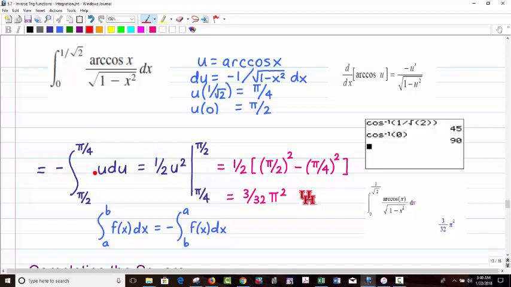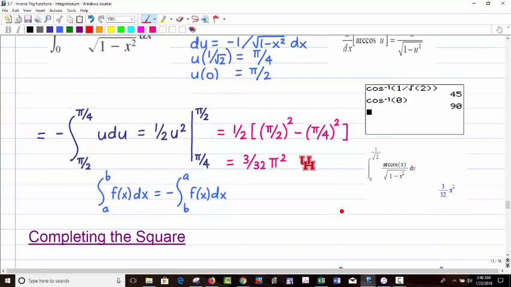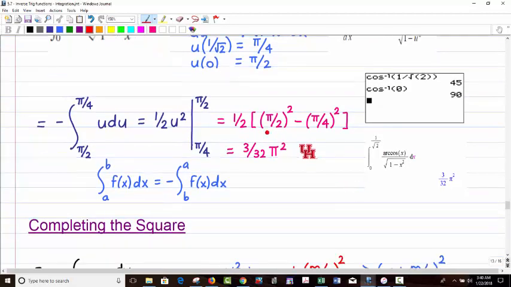So the antiderivative of just u, of course, is 1/2 u squared. Put in pi over 2, put in pi over 4. I don't have to get too fancy with that, but I got a common denominator here of 16. Because you end up with pi squared over 4, pi squared over 16, which makes that 4 pi squared over 16, minus 1 pi squared over 16, 3 pi squared over 16, times 1/2 makes it 3 over 32 pi squared.